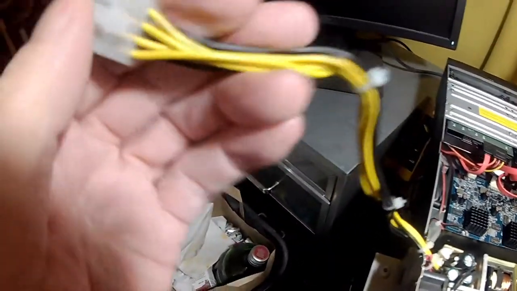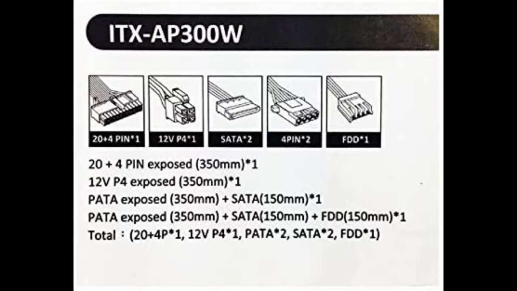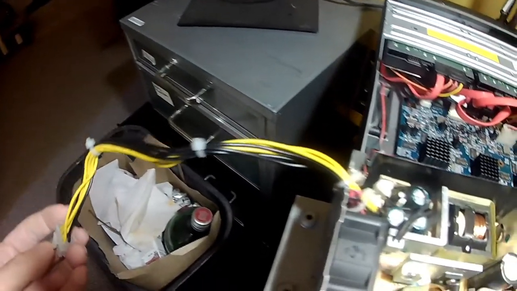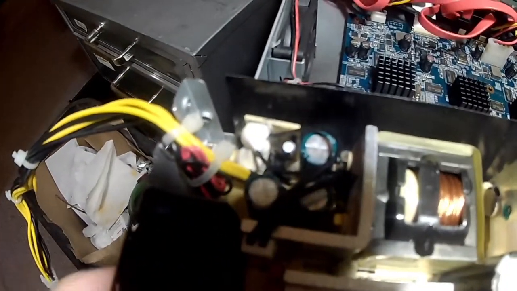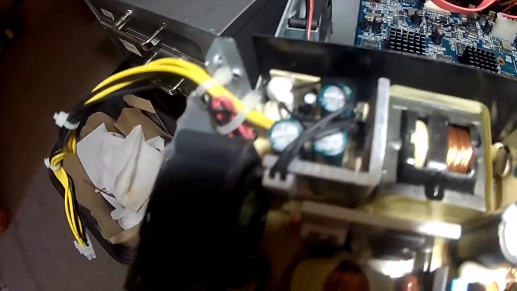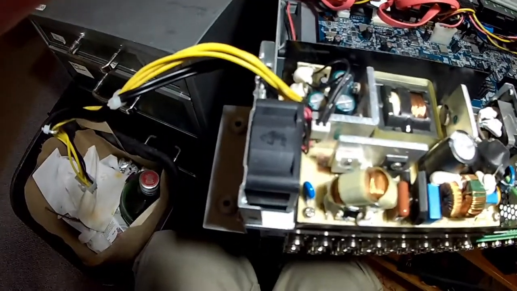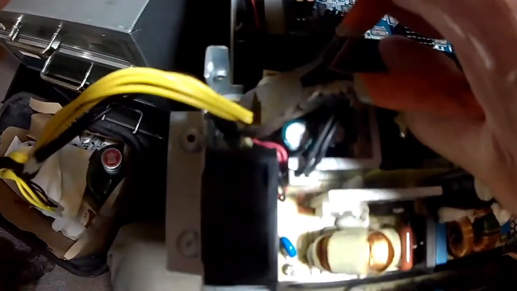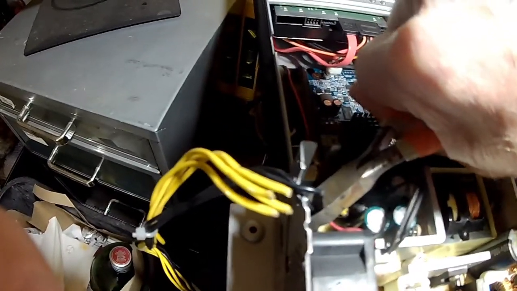And the reason I decided to work on this was you can see here clearly on this ITX AP 300 watt, it has a PV. It's only a 4-pin, or at least that's what they advertise it as. So my intention was to pull these wires out and just reuse this harness for hooking up to the new power supply. I was just going to have to modify it a little bit, but no big deal.